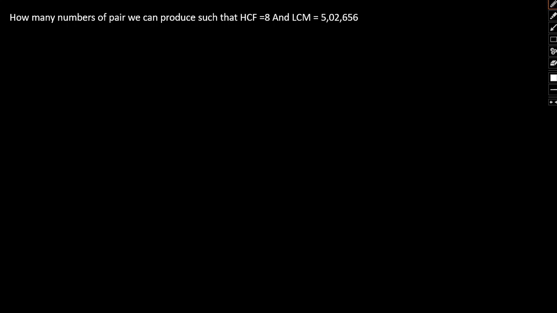Having said that, what we'll be doing in this video, we'll take a look at the particular question from the particular section as well. We'll try and solve the same and also get a general idea about how to go ahead and solve this question. So without further ado, let us just focus on the question at hand. How many number of pairs can we produce such that HCF is equal to 8 and LCM is equal to 502656?